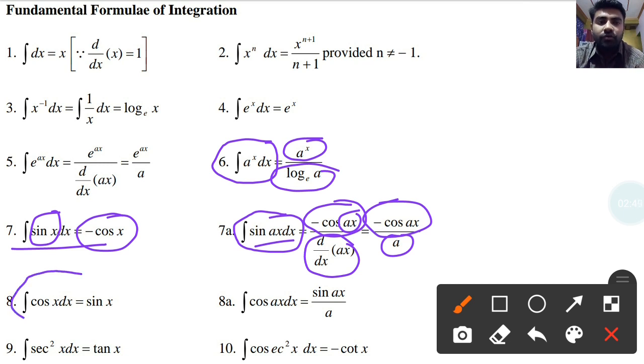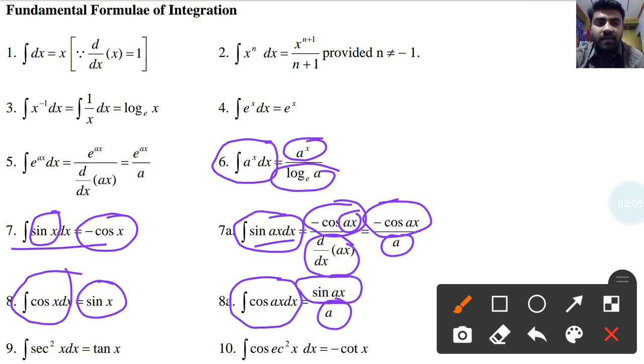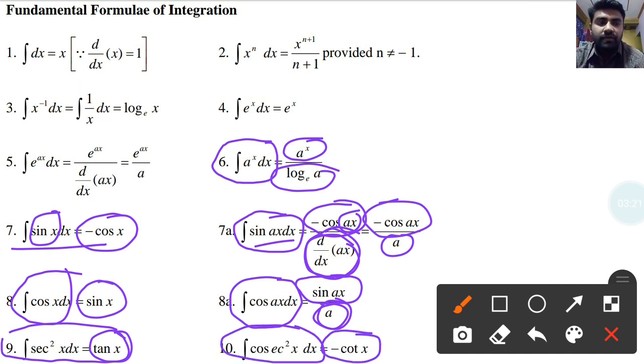Then integration of cos x dx, so the function changes, and it becomes sin x. Integration of cos ax dx will be sin ax, and similarly d by dx of ax is a, so that's why here it is written a. Then integration of sec square x dx is tan x, and integration of cosec square x dx is equal to minus cot x, right?